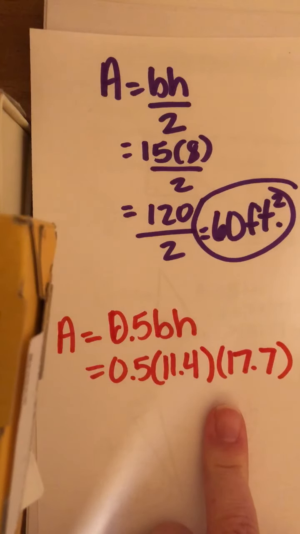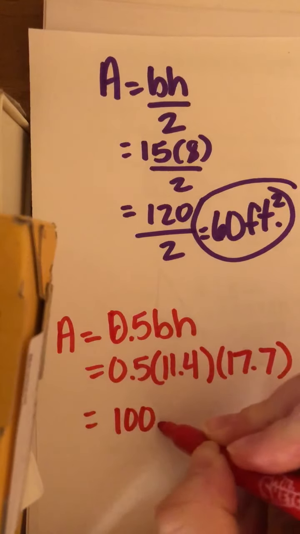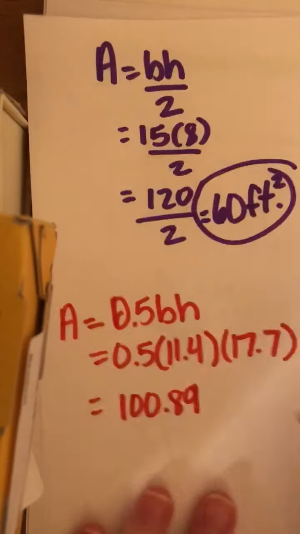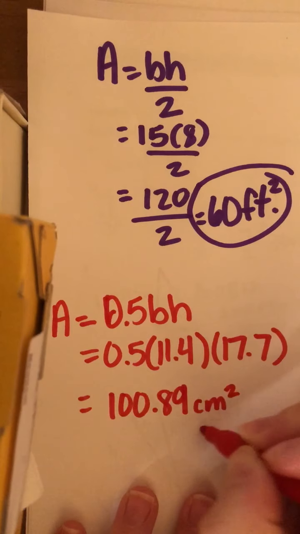So I'm going to put it into my calculator, 17.7, and I get 189, and the units I'm working with, centimeters squared.